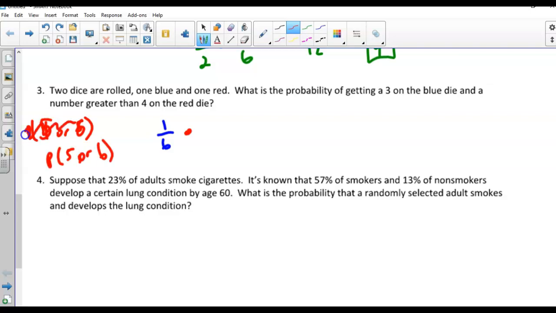So that's 2 things, 2 values out of 6, right? So we just multiply those. That's going to give us 2 out of 36, which is 1/18.